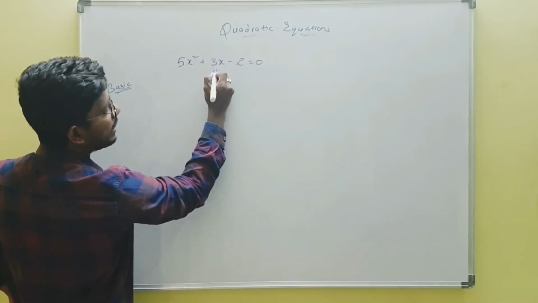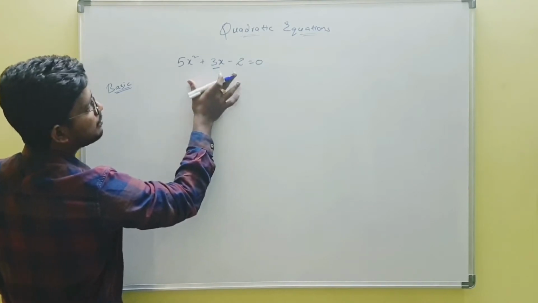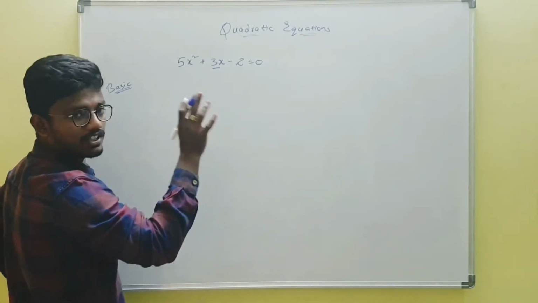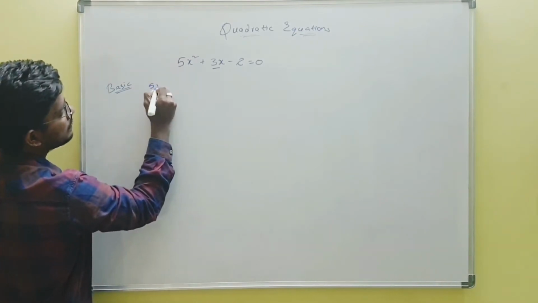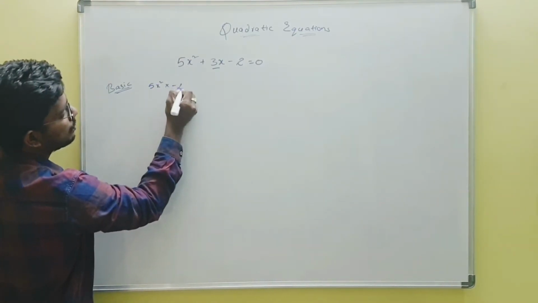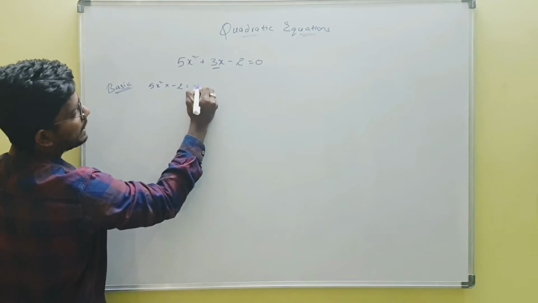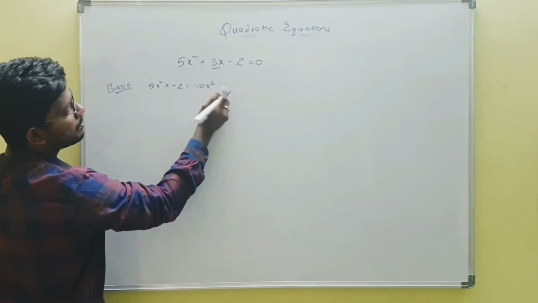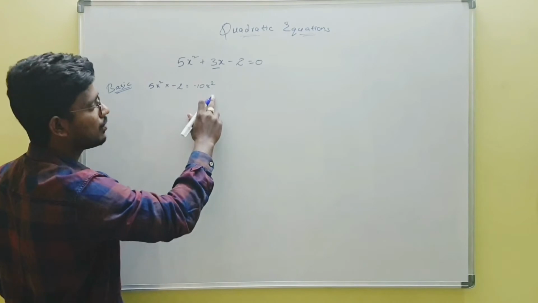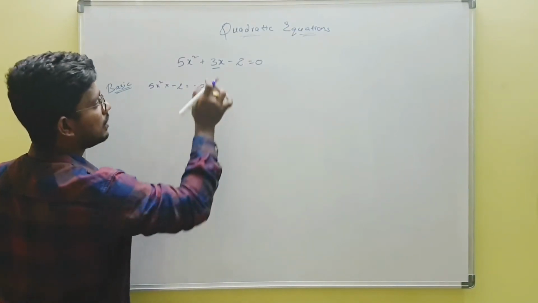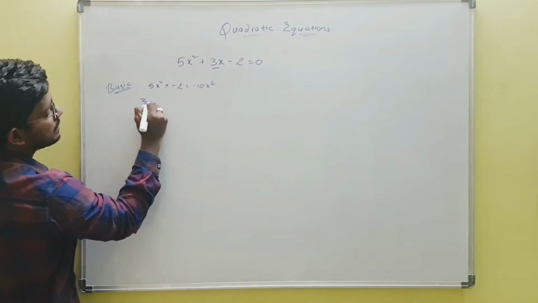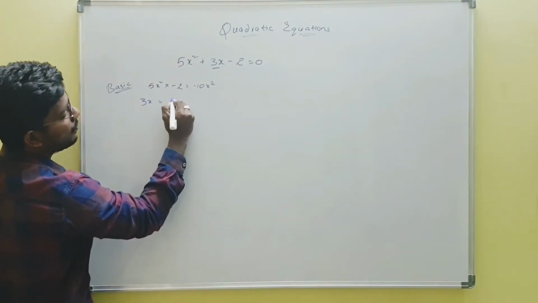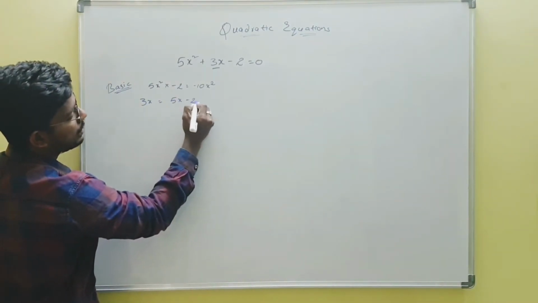Now I must divide 3x in terms such that the product must be equal to minus 2 into 5x square into minus 2, that is equal to minus 10x square. So the product must be equal to minus 10x square and the sum must be equal to 3x. So I will take 3x equal to 5x minus 2x.